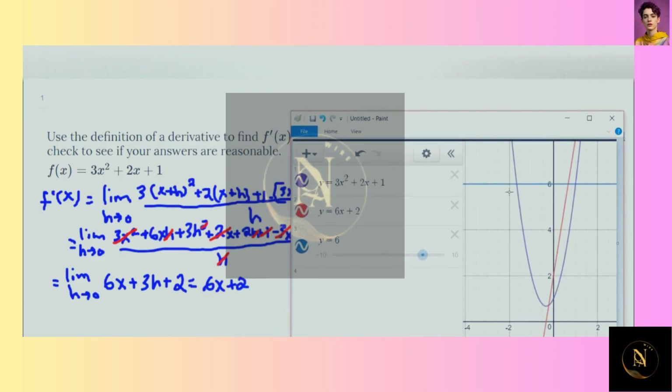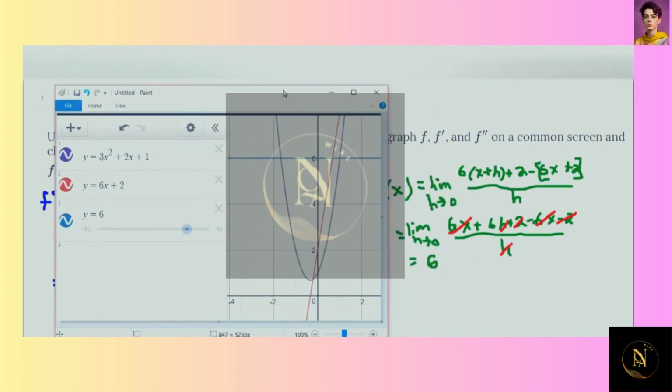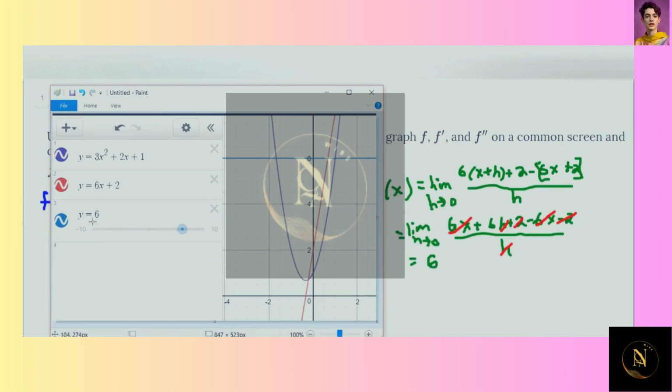Here we have the function f of x, 3x squared plus 2x plus 1 in purple. The derivative, 6x plus 2, shown in red. It's a linear function. And then the second derivative, f double prime of x, is equal to 6. It's a constant value of 6.